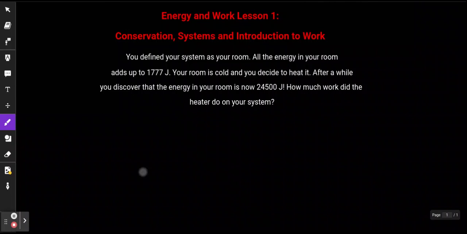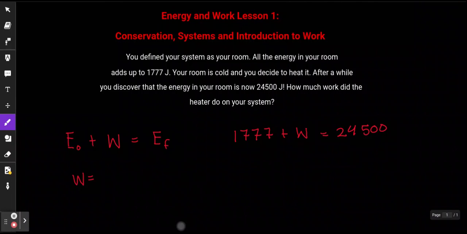So we always know that we use the equation our initial energy plus the work that's done on our system will give us the final energy. So we already have our initial energy, which is 1,777 joules, plus the work that we don't know the heater did. And we also have our final energy, which is 24,500 joules. So simply, we just have to calculate the work by subtracting from both sides and plugging into the calculator. We see that the work done by the heater was 22,723 joules, which is a lot, but we were cold.